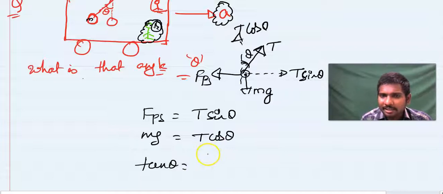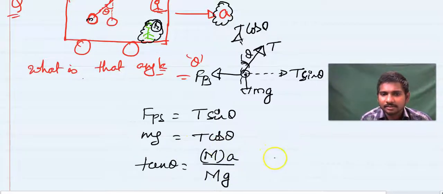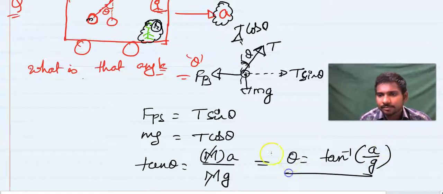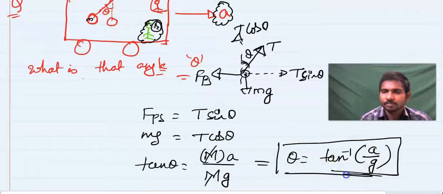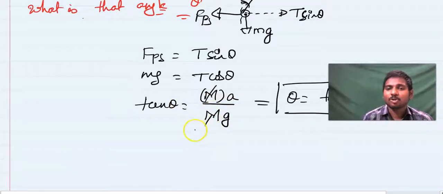F_ps is what? What is the magnitude of pseudo force? Mass into acceleration of the frame of reference. Here the acceleration is a of the car, that is divided by mg. Cancel. That is theta is equal to tan inverse of a by g. Sometimes if acceleration is given, theta is asked; if theta is given, a is equal to g tan theta.